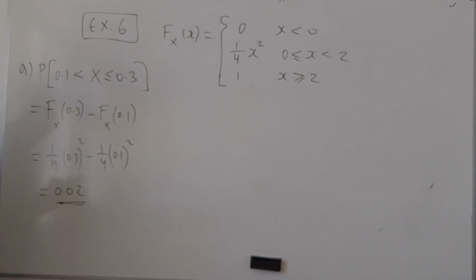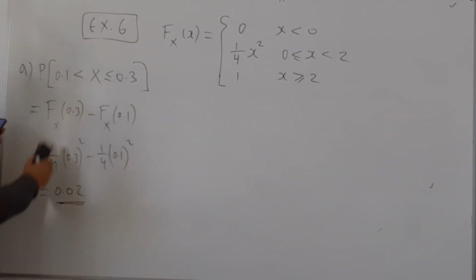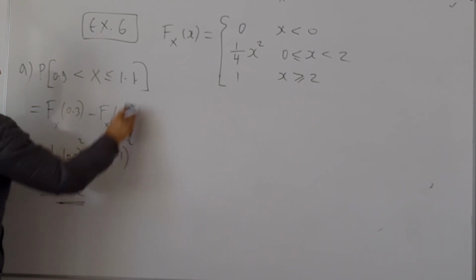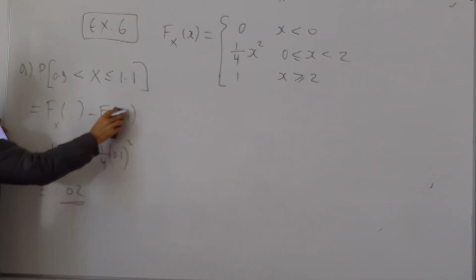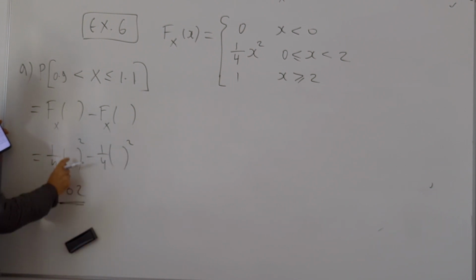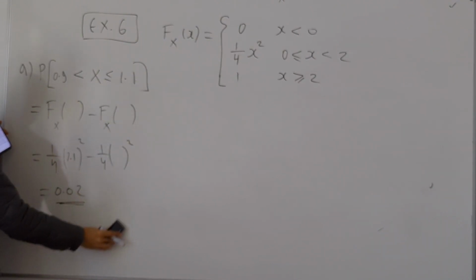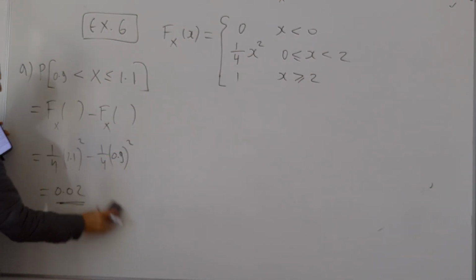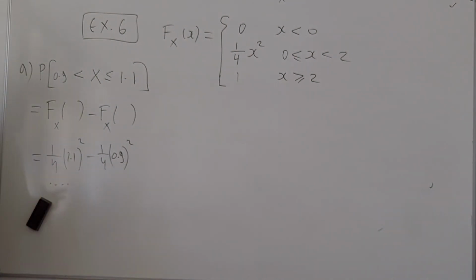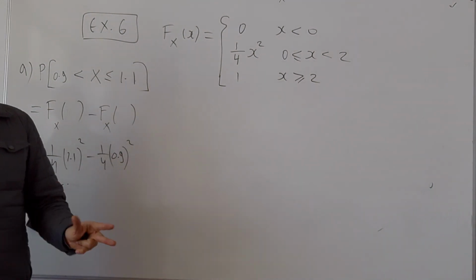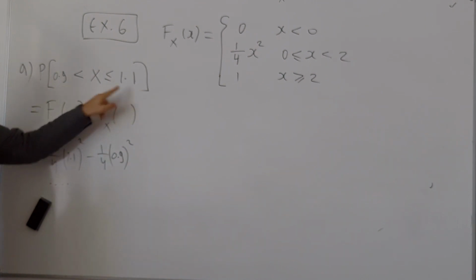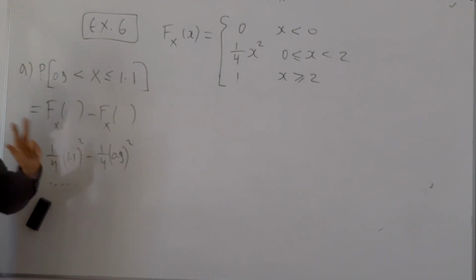What is the difference in the other interval? It's between 0.9 and 1.1. So I will change the interval here. Now it's 0.9 and 1.1. And the only thing I need to change is here: instead of 0.3, I will put 1.1, and instead of 0.1, I put 0.9. And if you do the calculation, you will get a higher probability. I will explain why. Because we have more density in this interval than in the interval between 0.1 and 0.3.